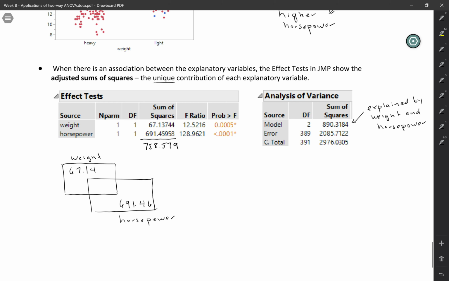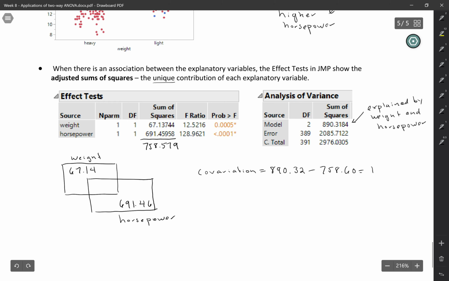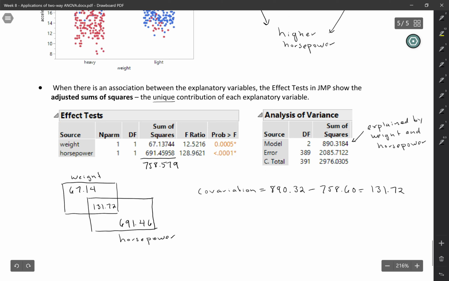But there's also this part here in the middle, and that's called the covariation. So if we look at the difference between the amounts explained by the model, 890.32, minus the sum of the adjusted sums of squares, which is 758.60, we get 131.72, and that's the covariation in the middle. So basically you have some of the same variability being explained by each of the variables.